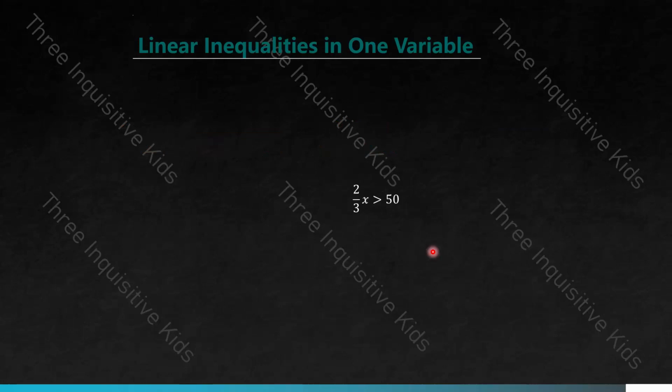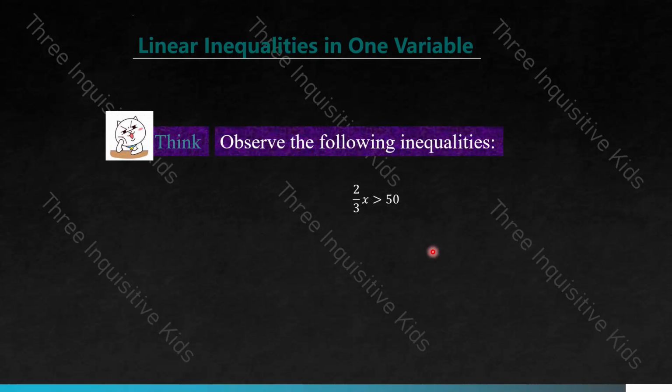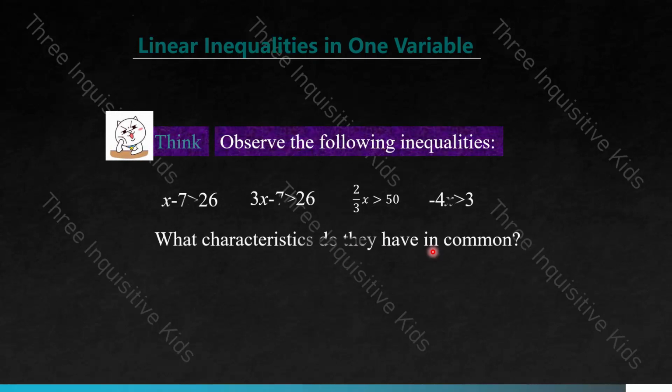Linear inequalities in one variable. Think. Observe the following inequalities. Here we have 4 inequalities. Looking at them, what characteristics do they have in common? Take your time and pause the video to observe for a moment.